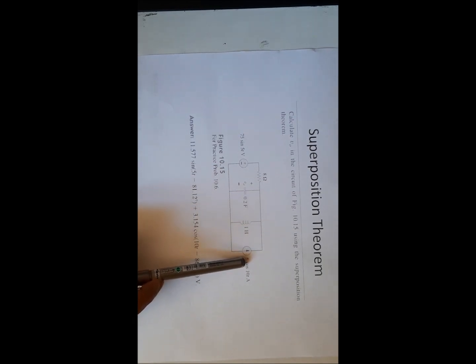So when we solve this circuit, we have to consider this source working alone and find the response because of this source only, and then we solve the circuit using the other source and find the response for this source only, and then we sum them up together to find the net effect. So in this case, we have one voltage source, 75 sine 5t, and a current source, 6 cosine 10t.